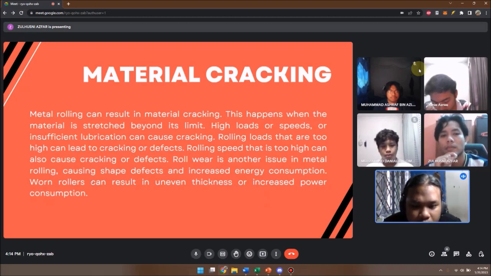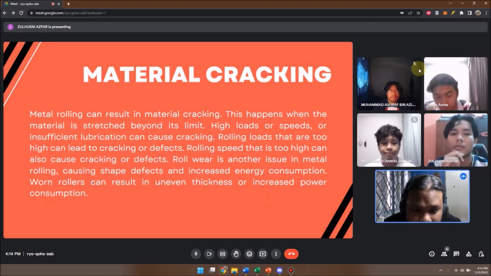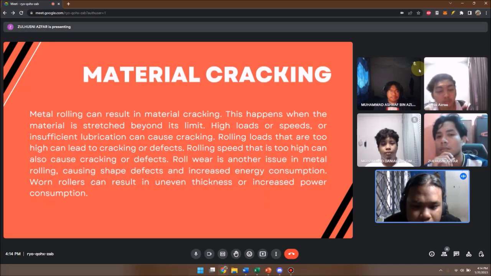Similarly, if the rolling speed is too high, the metal may not have enough time to properly deform, leading to cracking or other material defects. Roll wear is another problem that can occur during the metal rolling process.